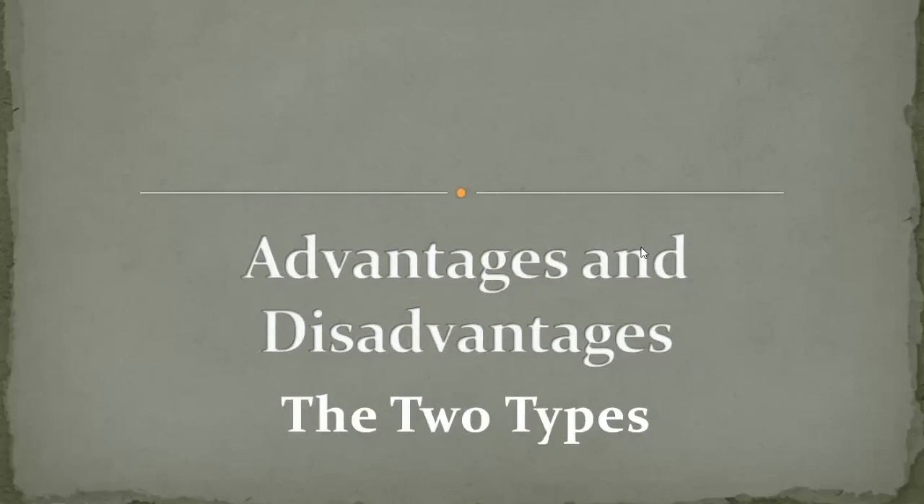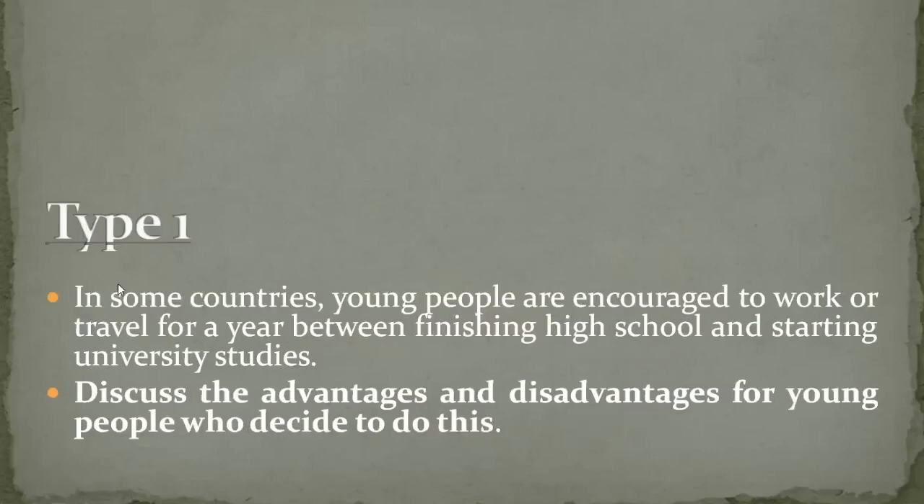Okay, as I said, advantages and disadvantages essays have two types. Type 1, let's take this example. In some countries, young people are encouraged to work or travel for a year between finishing high school and starting university studies. Discuss the advantages and disadvantages for young people who decide to do this. So that's a discussion essay that belongs to advantages and disadvantages. You may ask me, okay, what's the difference between this discussion essay and the other discussion essay that we studied 2 lectures ago? I'll tell you.